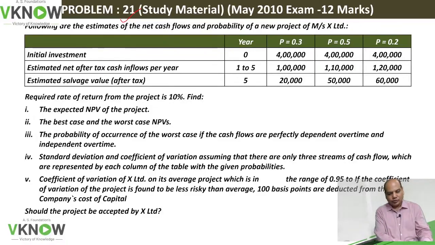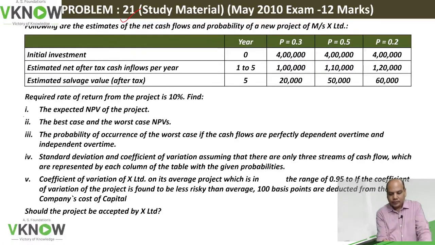Following are the estimates of the net cash flow and probability of a new project of Messrs. X Limited. Year is given, probability is given, year 0, 1 to 5, year 5. Initial investment is given. Estimated net cash flow after tax inflows are given. Estimated salvage value after tax is given. The required rate of return of the project is 10%. Find out.